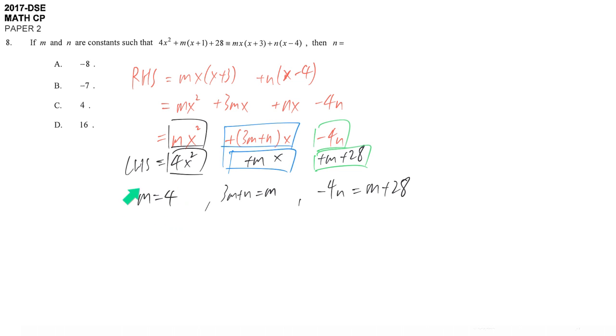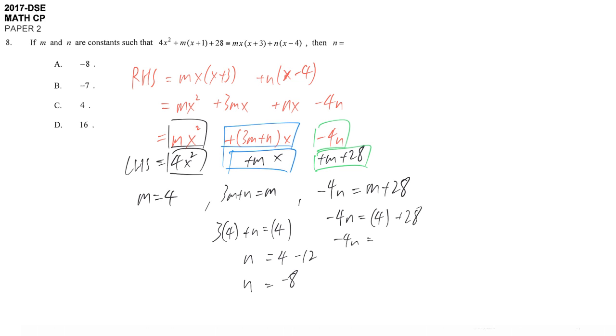Because we already know m is equal to 4, by replacing the value, we can find n. 3 times 4 plus n is equal to 4. So n is equal to 4 minus 12, n is equal to negative 8. We get our answer. Or if you don't use this one, you use this sentence, it also gives you the same result. Negative 4n is equal to 4 plus 28.